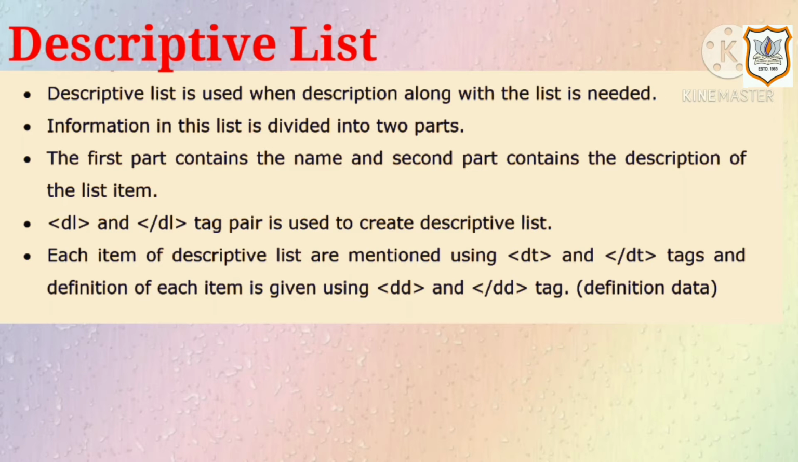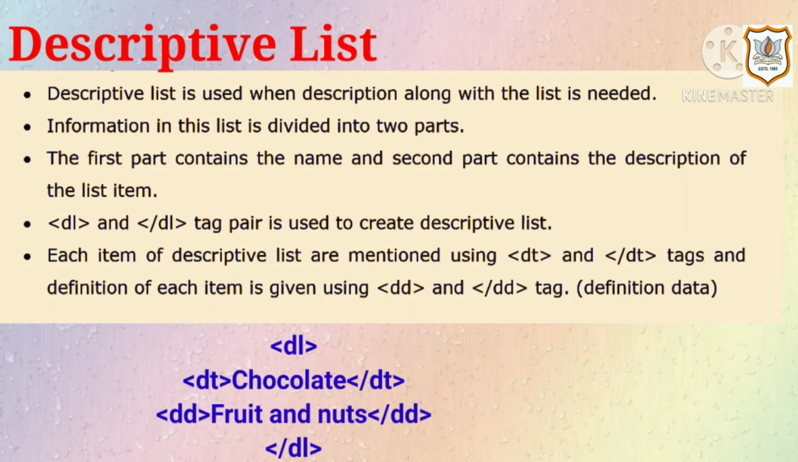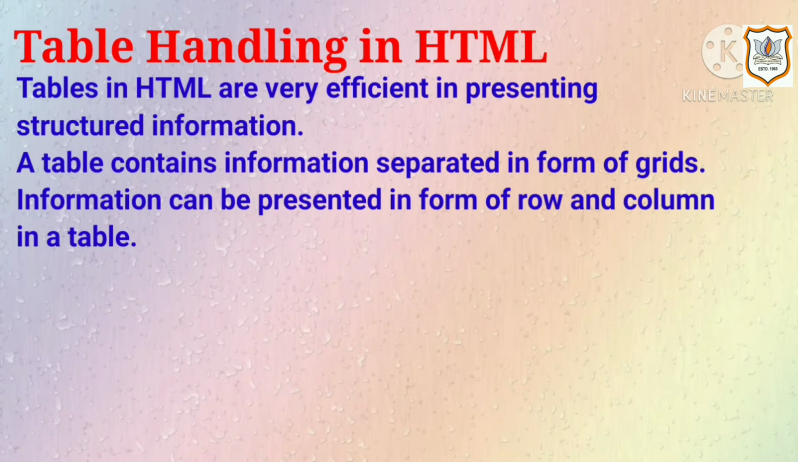DL and /DL tag pair is used to create descriptive list. Each item of descriptive list is mentioned using DT and /DT tags, and definition of each item is given using DD and /DD tag. Next one is table handling in HTML.